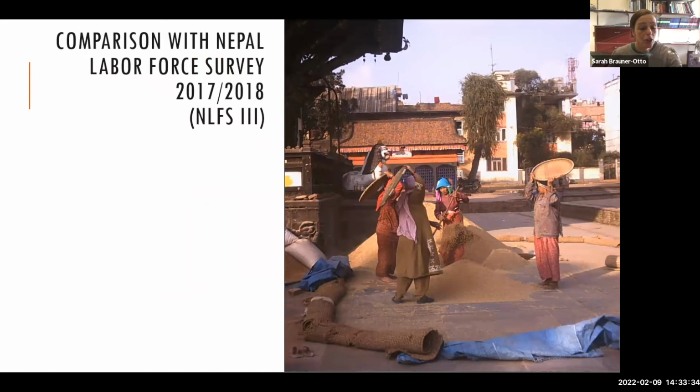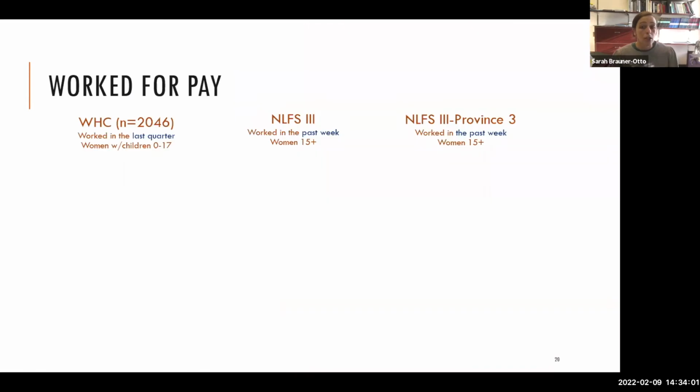Okay, so another data source that I found to compare to is the Nepal Labor Force Survey done in 2017-2018. I was not actually able to access the microdata for these, so the numbers that I'm reporting today are based on the official report. So I don't have the ideal comparisons I would like to make, but we do have some ways of comparing. We're going to look at some slightly different numbers here.